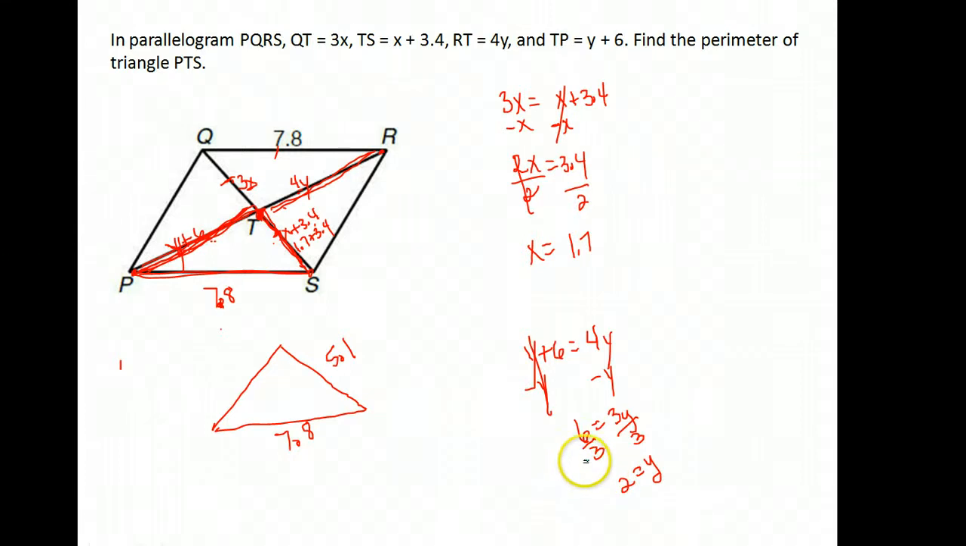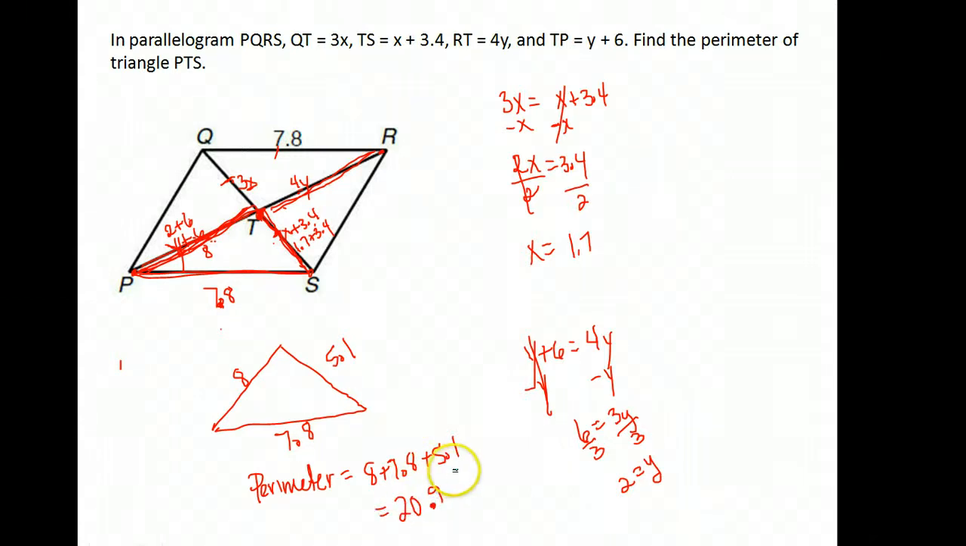Is that my answer to the problem? No. We needed that so we could find the length of this side, so we could find the perimeter of our triangle. So now we take that y, we put it up here. y plus 6, this side is length 2 plus 6, which is 8. So now I have all three sides and I can find the perimeter, which is what they wanted. So the perimeter is 8 plus 7.8 plus 5.1. It's the sum of all the sides, and I get 20.9 for my perimeter.